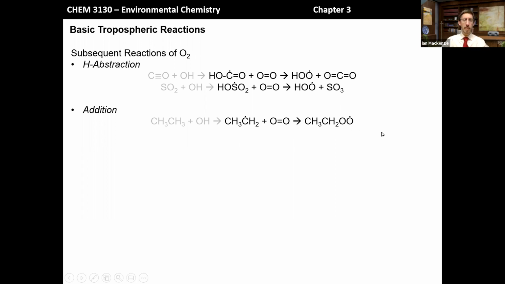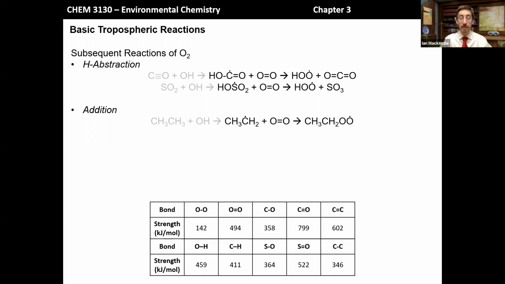And so you might be wondering at this point, well, how would I know which way O2 is going to react? How would I know whether it's going to add or do hydrogen atom abstraction? And the answer to that question comes down to some bond strength information. We can calculate the enthalpies for the reaction following both pathways, whether it adds or whether it undergoes hydrogen atom abstraction, and we can look at which ones might be more favorable.